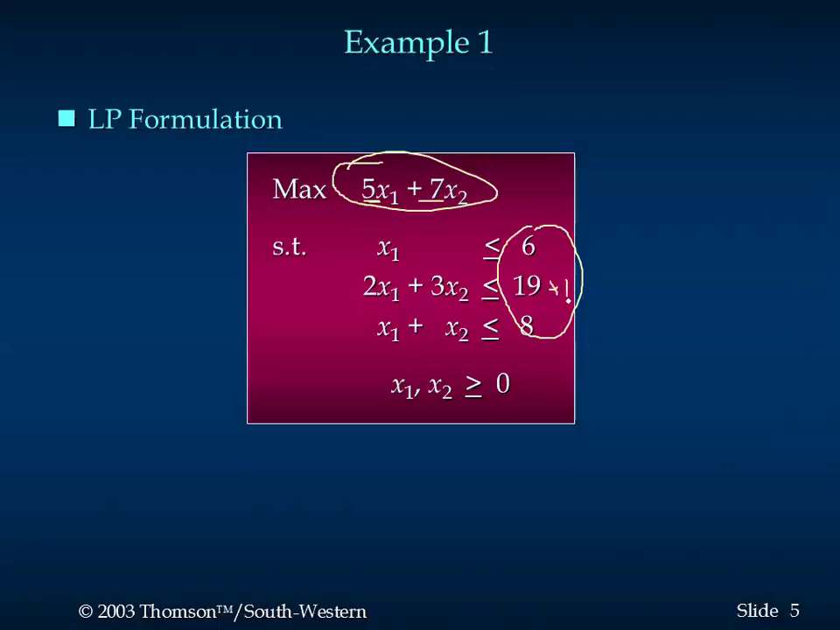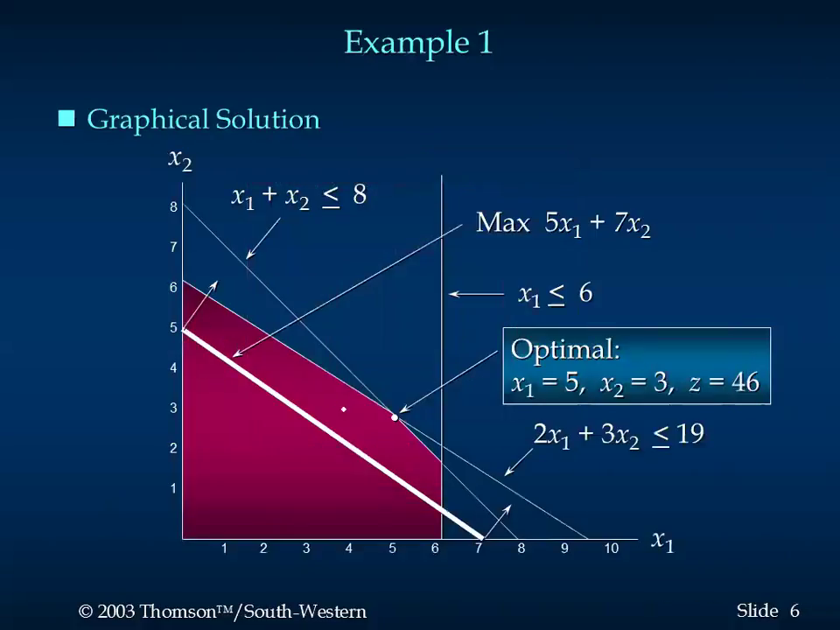What happens now? Well, the line shifts, right? So which line was it? This one. Now this line will shift. It will be parallel to that line, but it will have shifted. So the optimal solution will now be a new point.